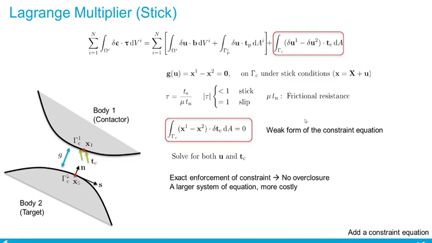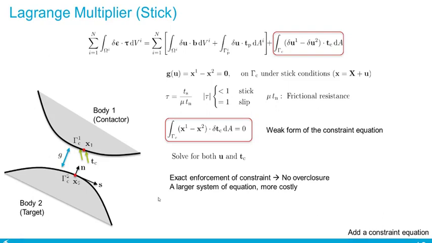So there is no overclosure or interpenetration, there is no penalty stiffness, but we have a much larger system of equations to solve, so it's more costly than the penalty formulation. So this is for the stick conditions.